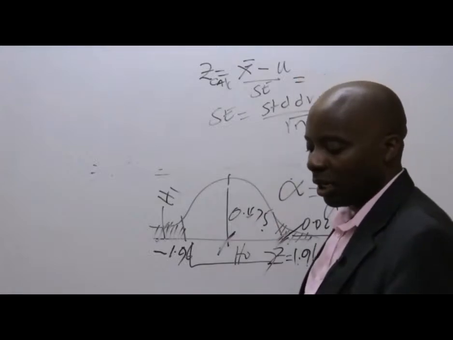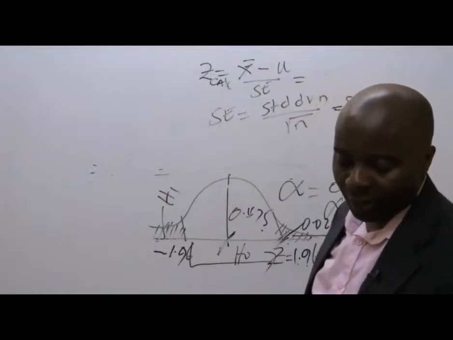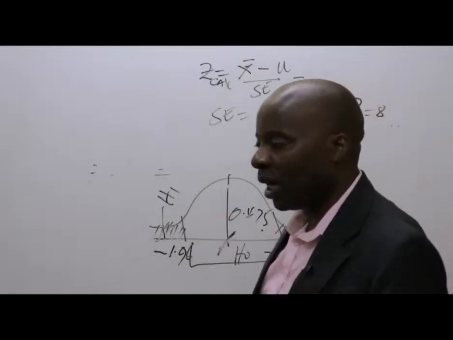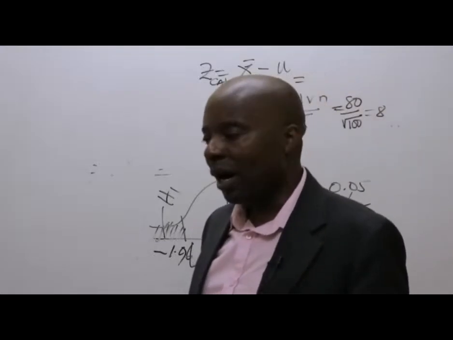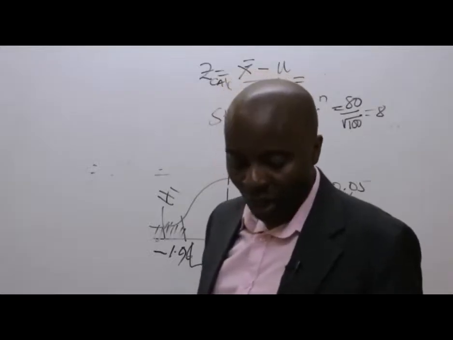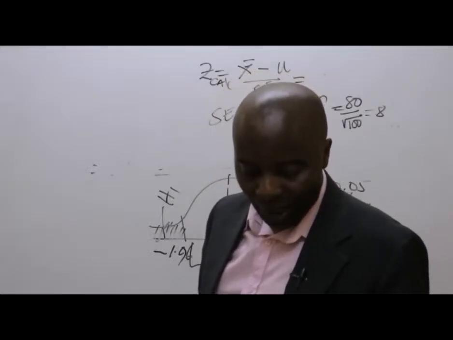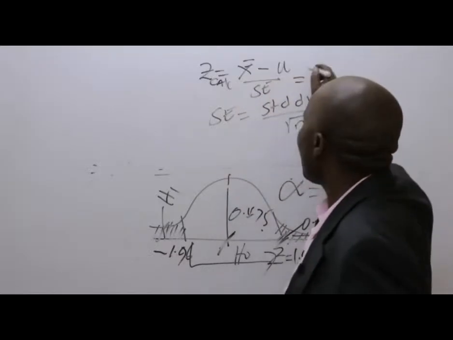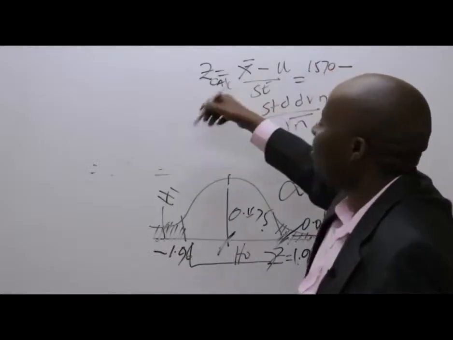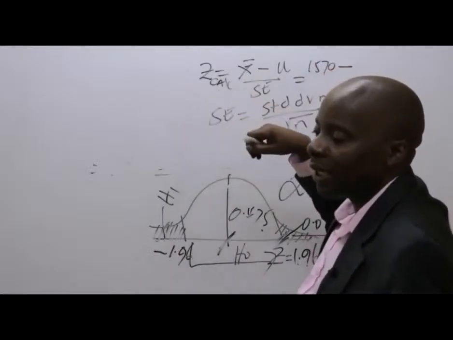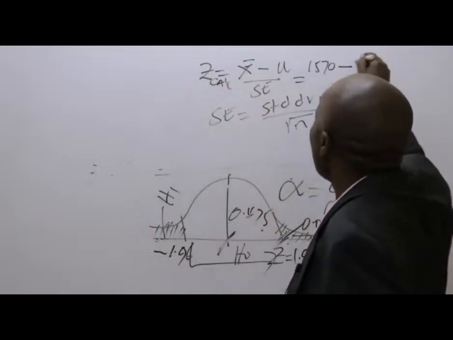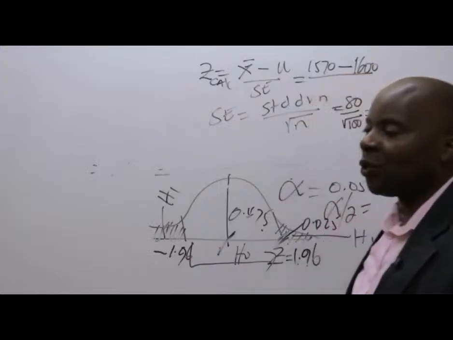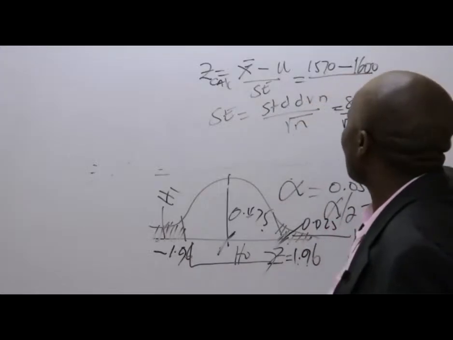So what is our X bar? Remember, X bar is the sample mean. Please write that X bar is the sample mean. Our X bar, the one that we sampled, is 1570. So we have here 1570 minus mu, the population mean, the one that is being tested, which is 1600, all over the standard error that you guys got correctly, which is 8.